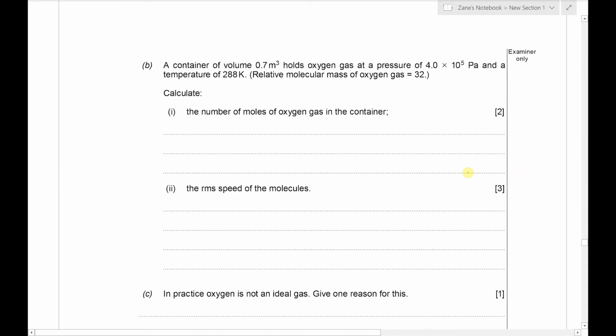The question continues by giving us some information about the container. It's got a volume of 0.7 meters cubed. It holds oxygen gas at a pressure of 4 times 10 to the 5 pascals and a temperature of 288 Kelvin. And we're told that the relative molecular mass of oxygen is 32.